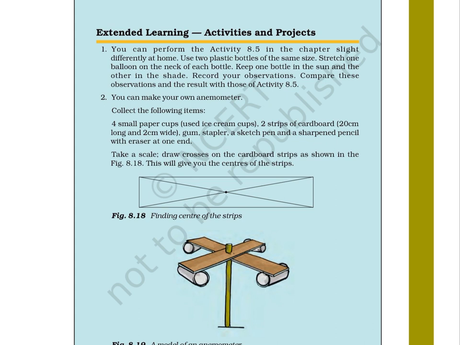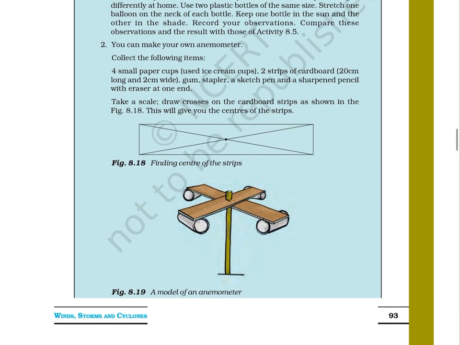2. You can make your own anemometer. Collect the following items. 4 small paper cups or used ice cream cups. 2 strips of cardboards 20 cm long and 2 cm wide. Gum, stapler, a sketch pen and a sharpened pencil with a razor at one end.